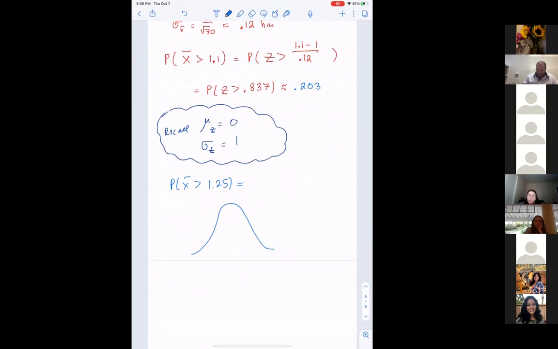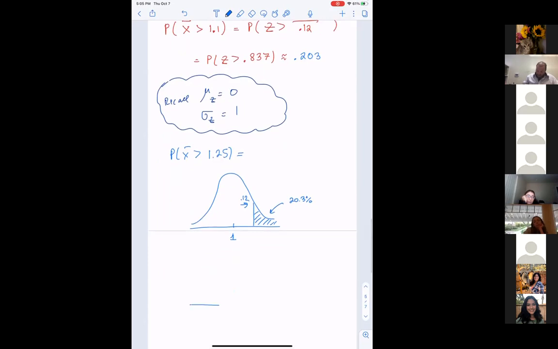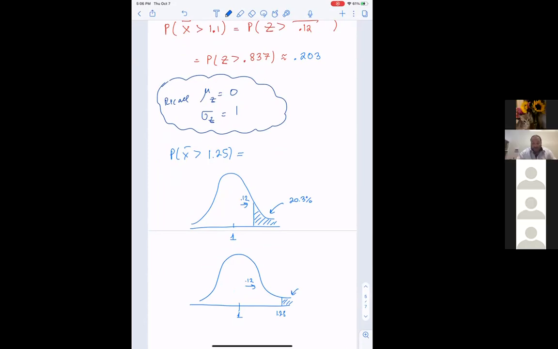If I graph the X bar distribution, whose mean in the center is 1, and whose deviation is 0.12, then when I go out to 1.1, which is about here, I'm going to get a certain value, and that value was 20.3%. And now we're saying, okay, if you don't go to 1.1, but you go to 1.25, which is out here, now we're looking for that. So if you're getting a percentage greater than 20.3, that doesn't make any sense, because you can just tell by looking it has to be less.